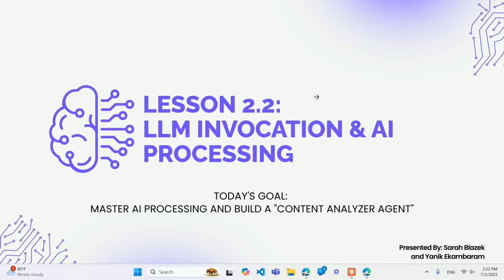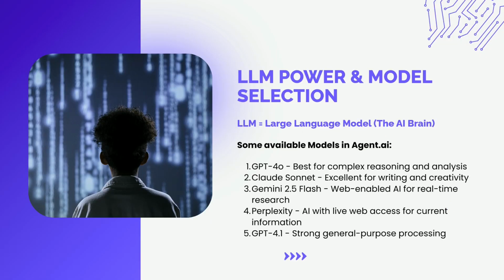Welcome to Lesson 2.2. I'm Yannick and I'm here with Sarah. Today we're mastering the heart of AI agents, LLM Invocation and Processing. This is where your agents become truly intelligent. We'll learn how to choose the right AI models and engineer prompts that produce professional quality results. By the end of this lesson, you'll understand how to get consistent, high-quality outputs from AI models for any business or personal use case. First, let's understand model selection.